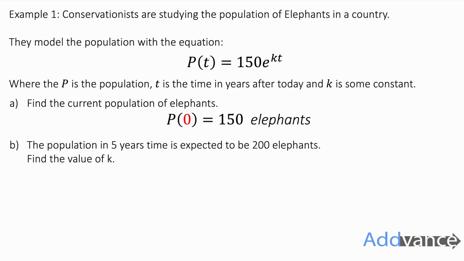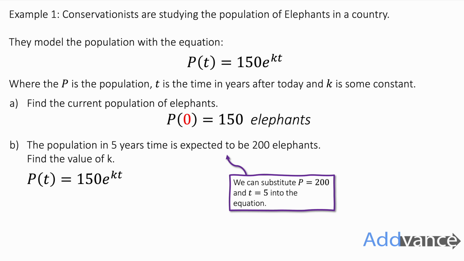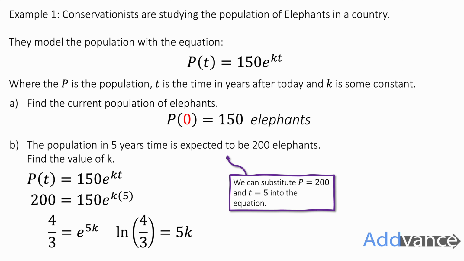The population in 5 years' time is expected to be 200 elephants. Find the value of k. So we can substitute the population is going to be 200 when the time is 5 years. Remember time is measured in years, so we can just put 5 straight into this equation. 200 equals 150 e to the power k times 5. We can divide by 150, and then that becomes 4/3. Taking ln off both sides to get rid of the exponential, and then divide by 5, we get 1/5 ln 4/3 is equal to k.